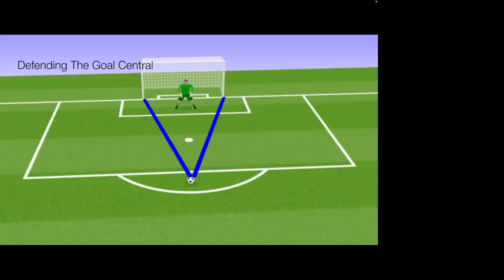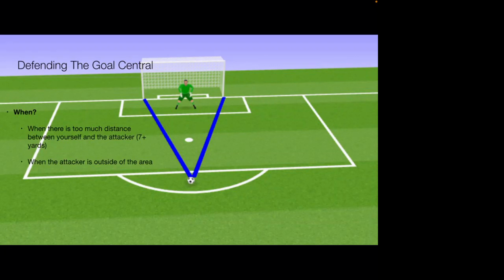Next one, defending the goal. So you're not always going to have opportunities to get out to the ball, even as the attacker advances into the area, depending on your start position. It might be that a shot comes from outside the area, or a shot comes just as the attacker gets into the area. So when are you going to defend your goal to set to make a save? 7+ yards, when there's too much distance between yourself and the attacker or the ball, or when the attacker's outside the area. Why? You've got enough time and space to set your feet to prepare to make the save.